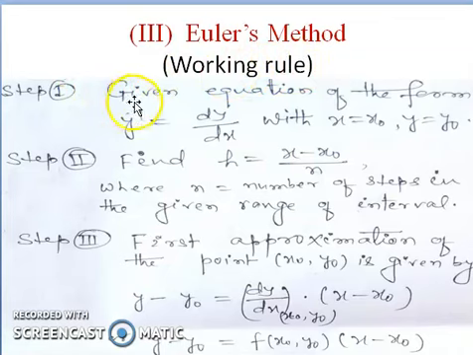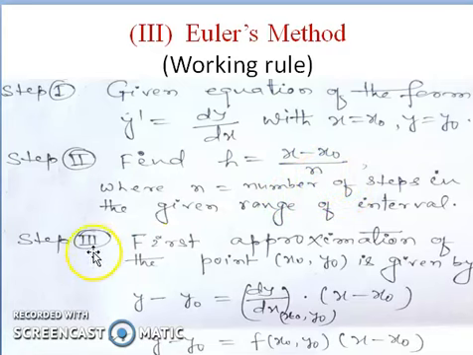In step 1, the given equation is of the form y dash equal to dy by dx with initial condition x equal to x0, y equal to y0. In step 2, first we find h equal to x minus x0 divided by n, where n is the number of steps in the given range of intervals. It depends upon the question, what is the value of n, how many steps you divide, that is known as n.